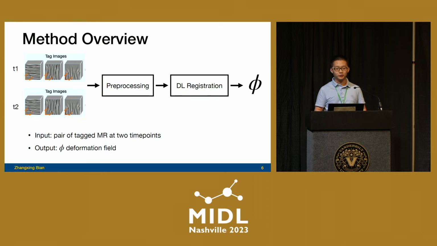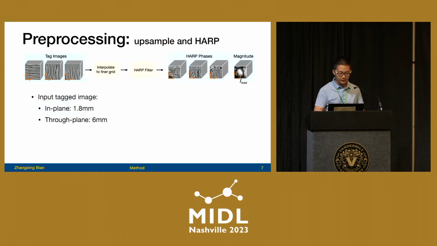We take two tagged images at two different time points and send them to a pre-processing pipeline and also a deep learning registration method to find our motion phi. Let's first get into the pre-processing part. With the tagged images, you'll see there are 3 volumes because we use 3 orientation tags. Because we want to find the 3D motion, we need 3 orientation tags to solve the aperture problem.